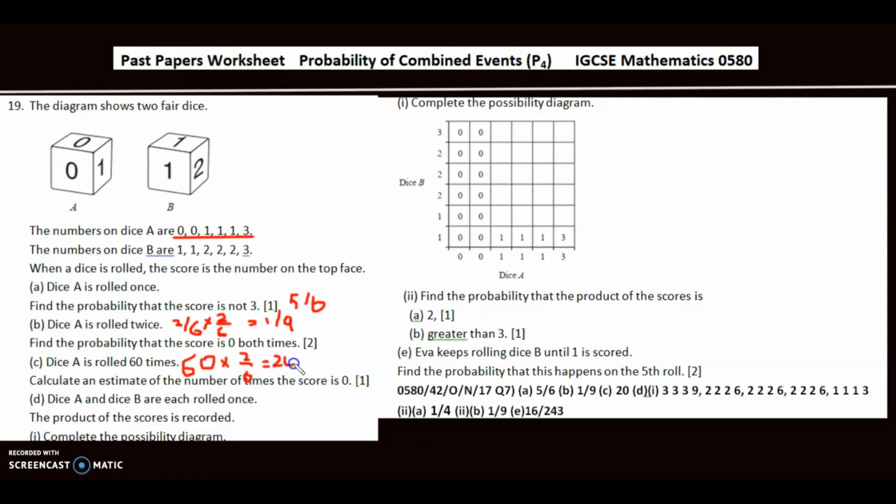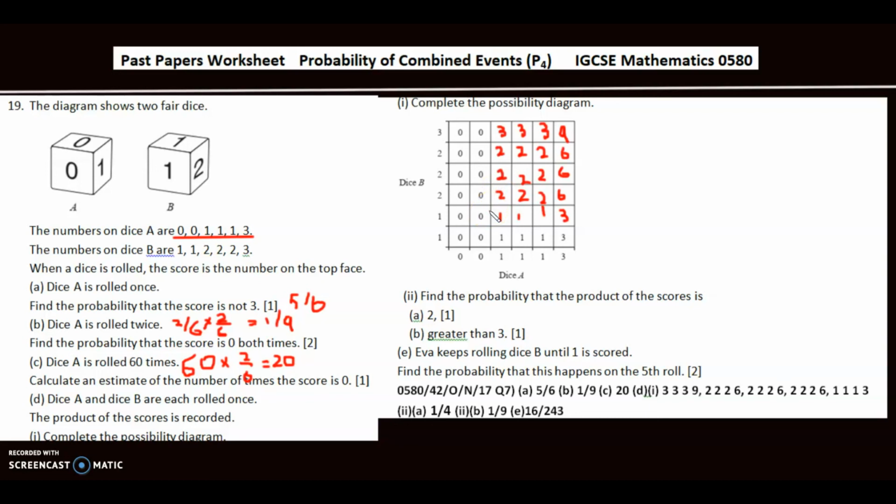Part D. Dice A and dice B are each rolled once. The product of the scores is recorded. Complete the possibility diagram. So you find all the products. 1 times 1 is 1. Similarly, 1 times 1 is 1. Write all these products. 1 times 2 is 2. Let me finish this up. Okay, so I filled up the possibility diagram.